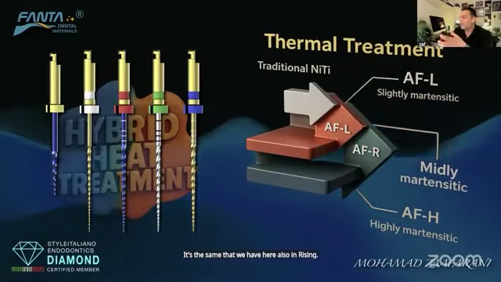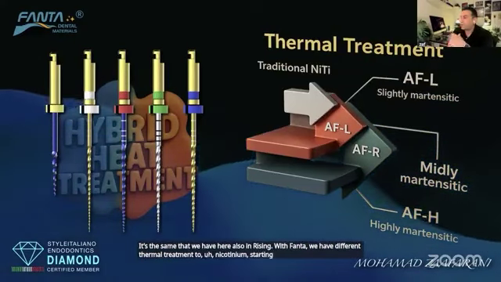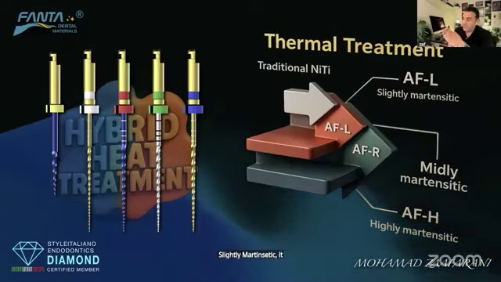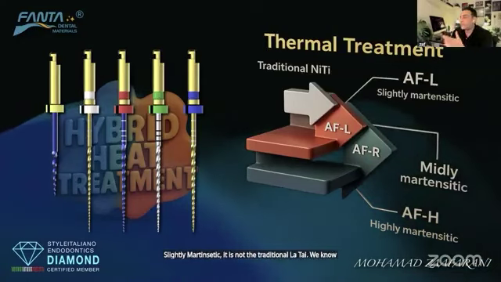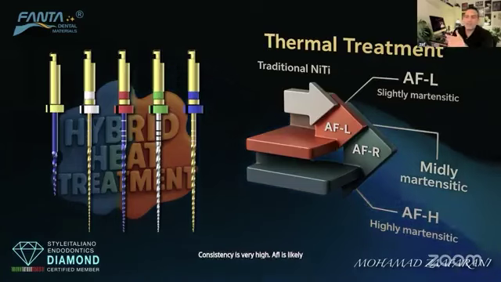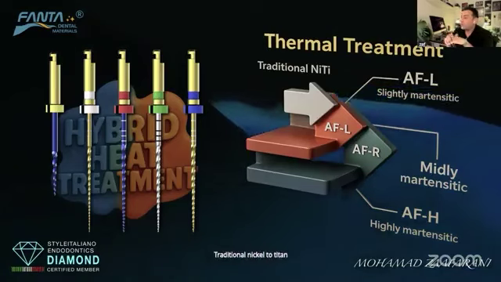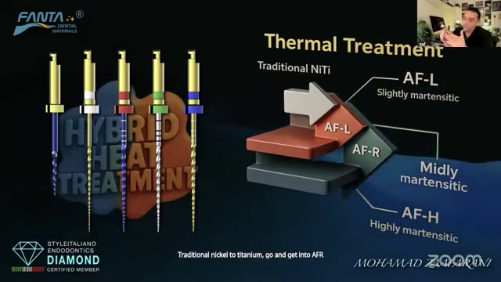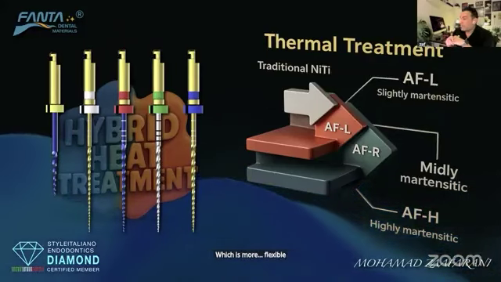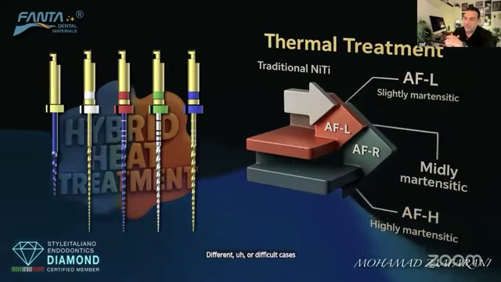With Fanta, we have different thermal treatment to nickel titanium, starting by the AFL, which is slightly martensitic. It is not the traditional light tie. We know that traditional light tie is more stiff. Cutting efficiency is very high. AFL is slightly martensitic. That means it is more flexible than traditional nickel titanium. Going into AFR and AFH, which is more flexible, and it can manage different or difficult cases, difficult curvatures.